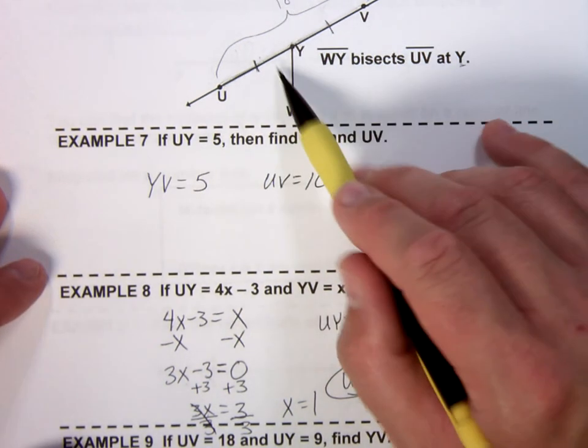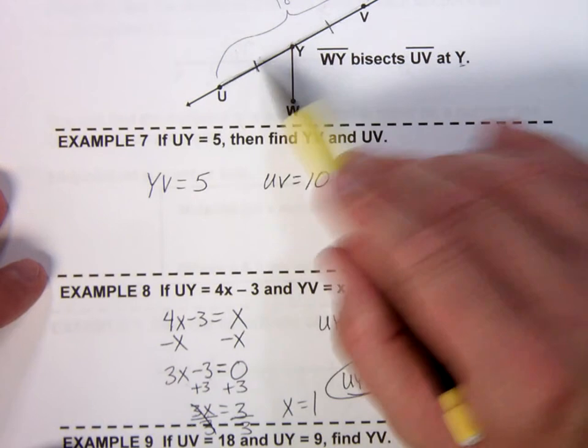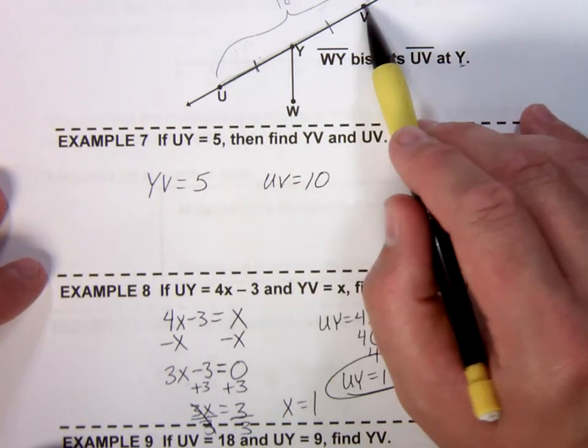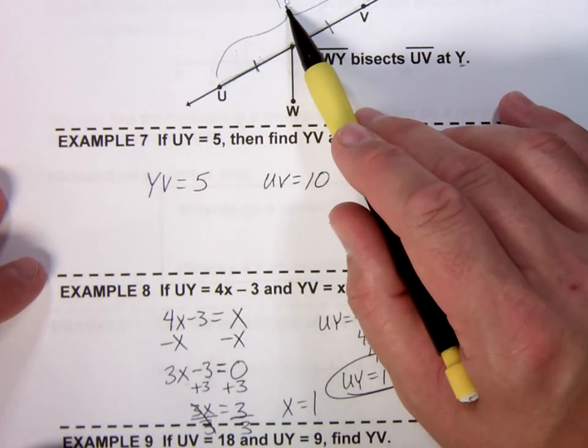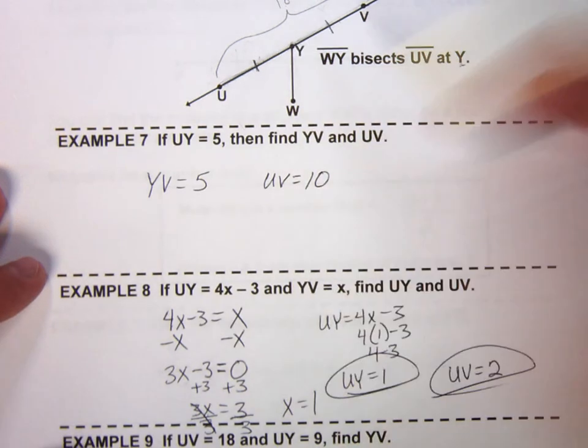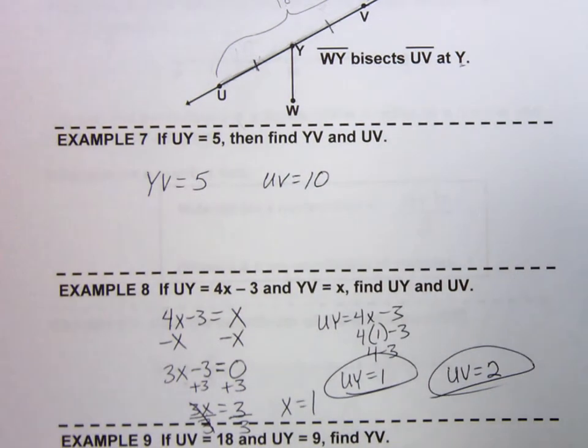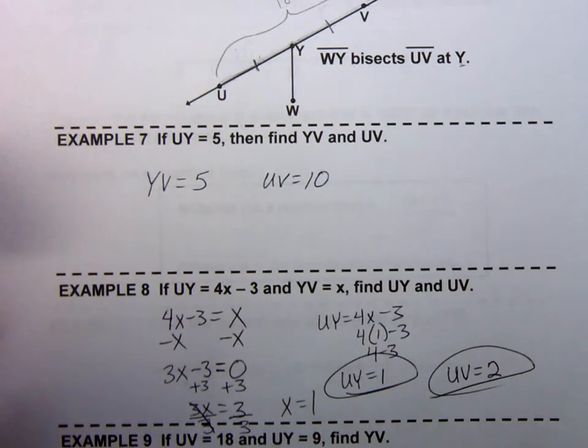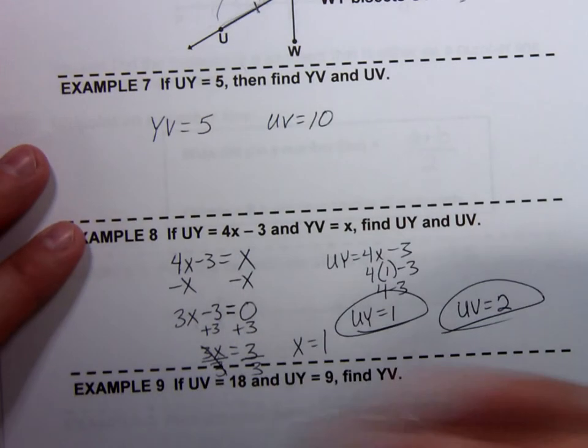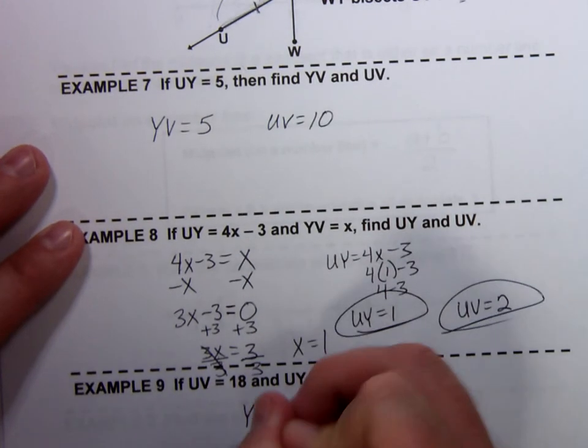And I know these are congruent, so they each have to be half of the whole thing. So what's half of 18? 9. They have to each be 9. That's the only way they can both be congruent and add up to 18. So whichever process you go about finding it, the distance from Y to V should be 9.